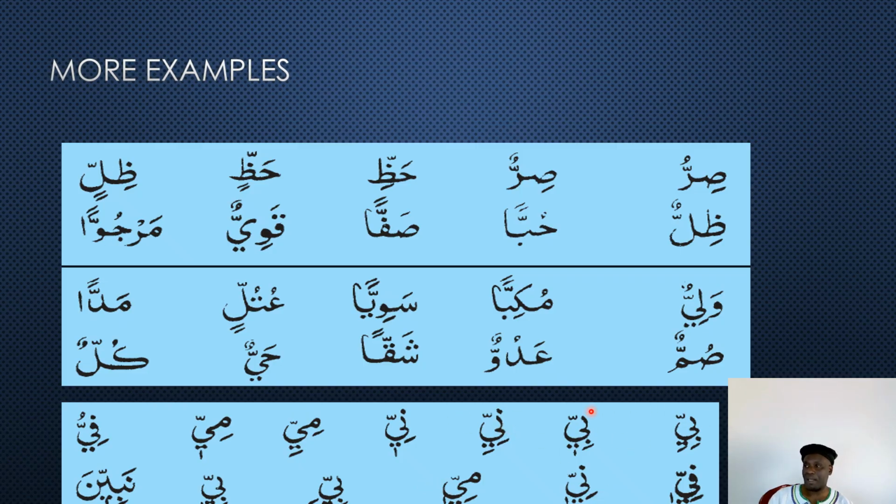So here on these letters, you can see that there's biyi here, but there's a biyi because of the fatha muqaddam. Biyi, niyi, miyi, fiyun, nabiyina.